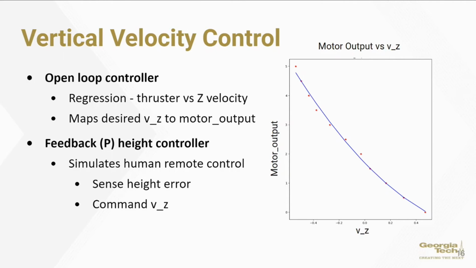In the vertical velocity control, we are implementing two controllers. The first one is the open loop controller, and this one basically maps the motor output to its corresponding desired velocity in the Z direction. The second controller is a feedback controller that simulates a pilot on the ground. The pilot will be able to sense the error between desired and actual height, and therefore adjust the commanded velocity in the Z direction by adjusting his or her joystick.